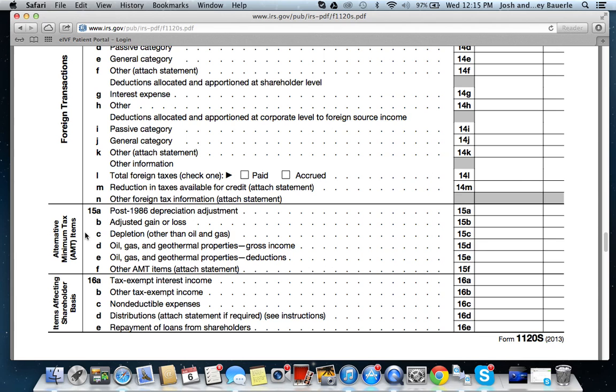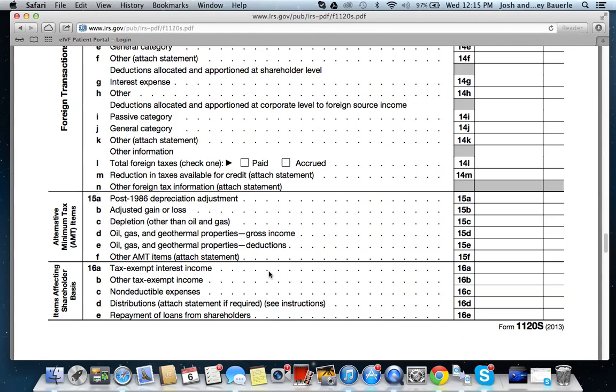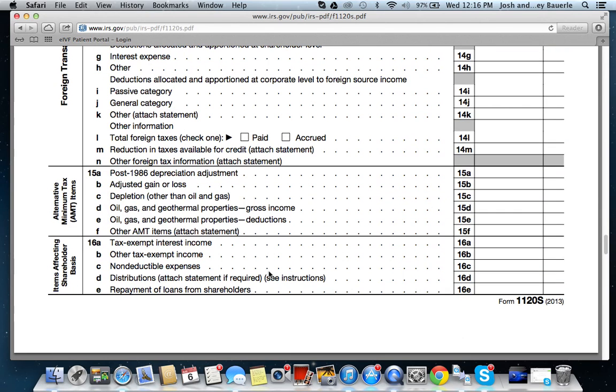15A, this is for alternative minimum tax. Don't worry about this. Items affecting shareholder basis. So if you had tax exempt interest income, so from like municipal bonds that you're invested in through the company, other tax exempt income, non-deductible expenses, so things like 50% of your meals. So if you had $1,000 in meals and entertainment, 500 of it would go here as non-deductible expenses.